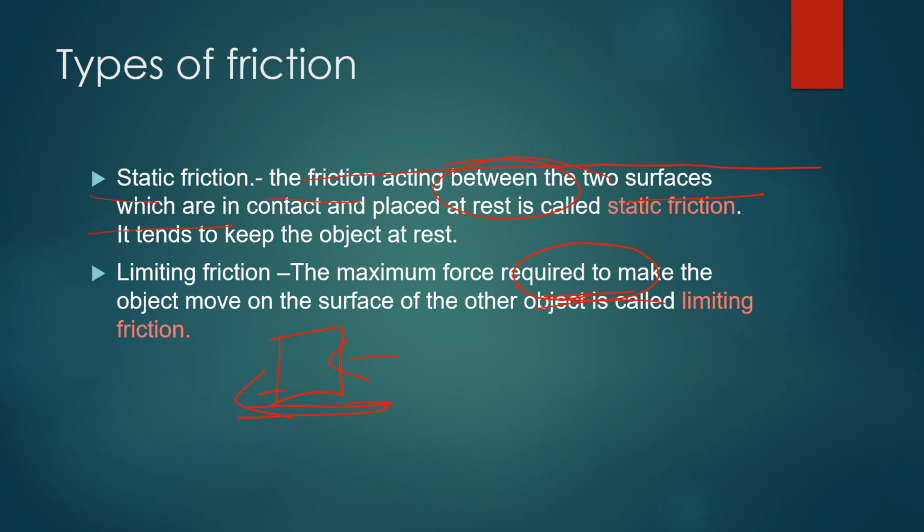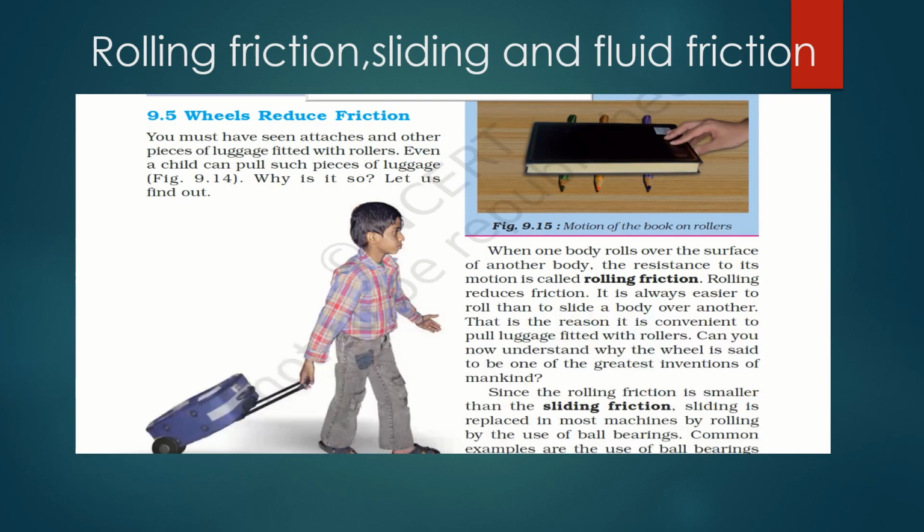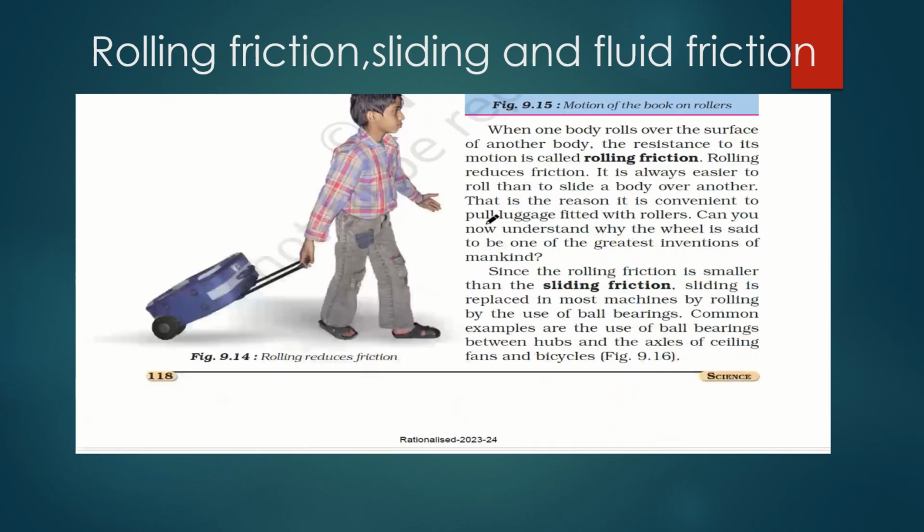So now we will move on to the sliding, rolling, and fluid friction. Now we all know that wheels reduce the friction. So you must have seen that certain luggage is fitted with rollers. So a child can also pull this luggage. You can also pull big luggages which are fitted with rollers. So why is it so?